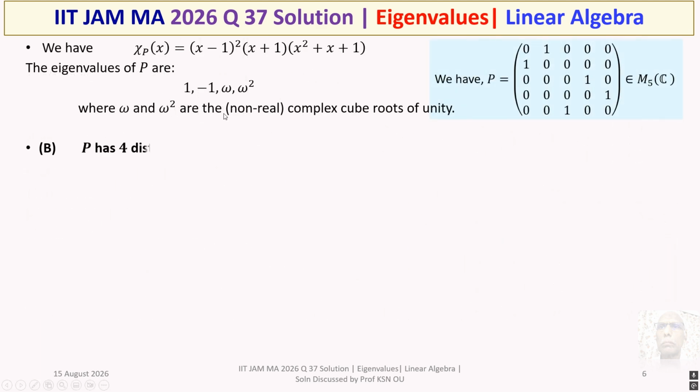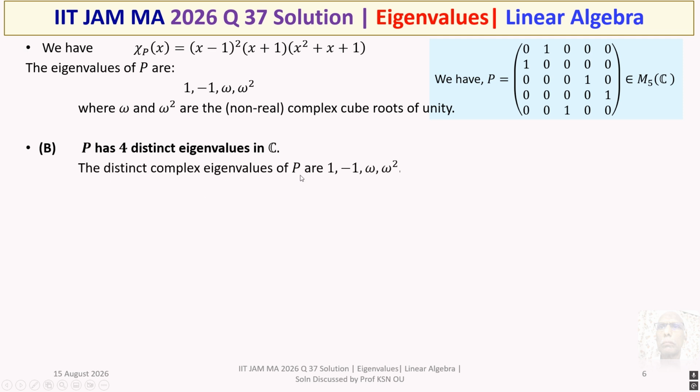Right. This is what we have. Option B. P has 4 distinct eigenvalues in C. In C, that means we have to find out the complex eigenvalues. Now the distinct complex eigenvalues of P are 1, minus 1, omega, omega square.